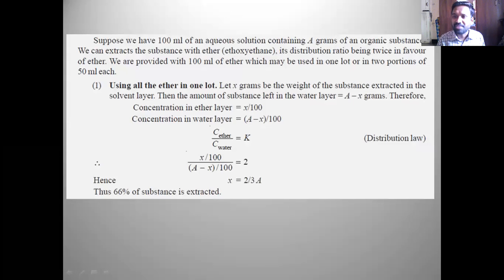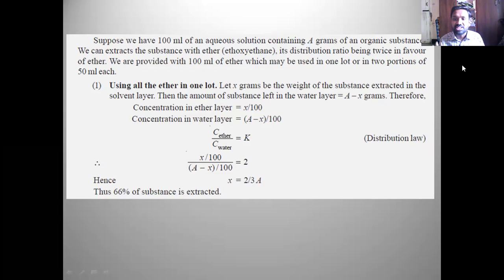And there is no better way of seeing this than actually seeing practically how much of the compound you are going to extract, considering a case. So let us consider a case like this. What is the case? I have given you 100 ml of water and 8 grams of organic substance. So what have you done? You have dissolved 8 grams of organic compound in 100 ml of water.